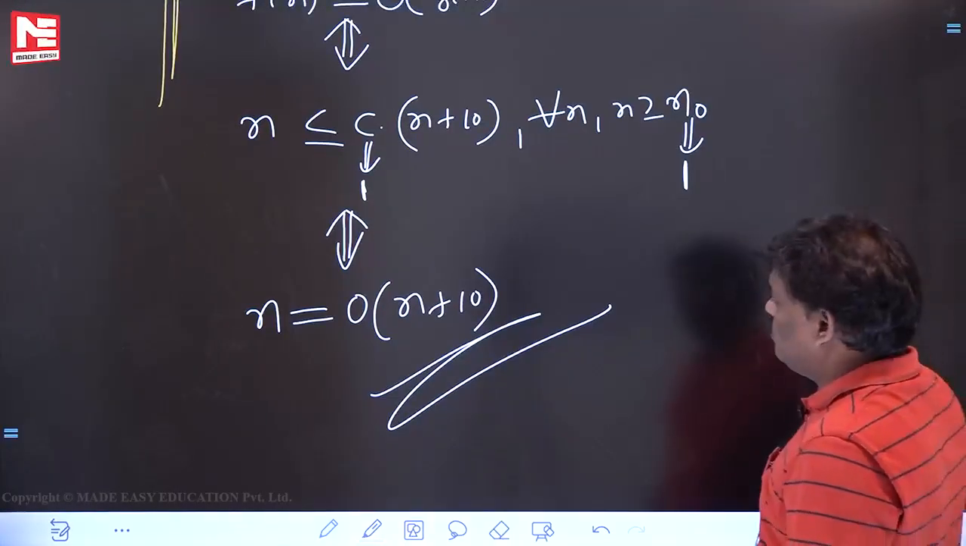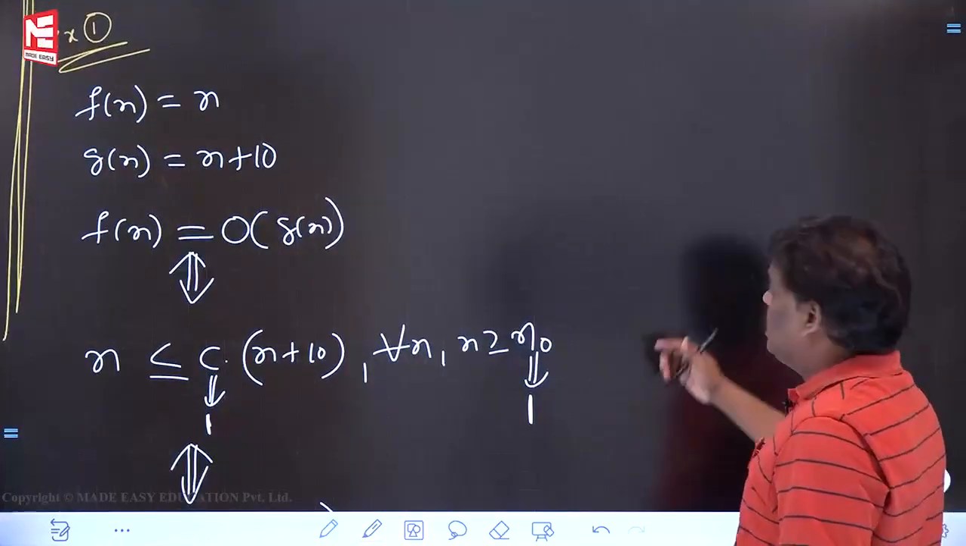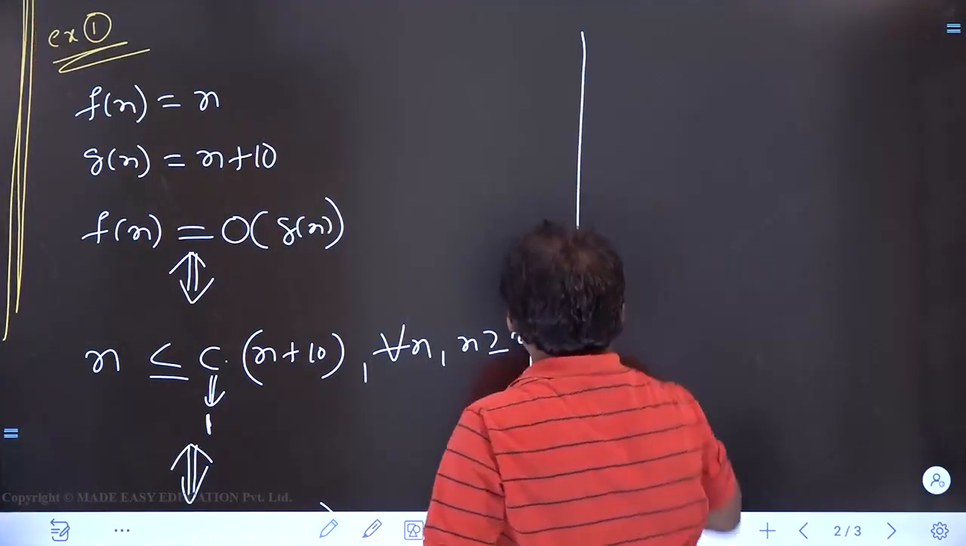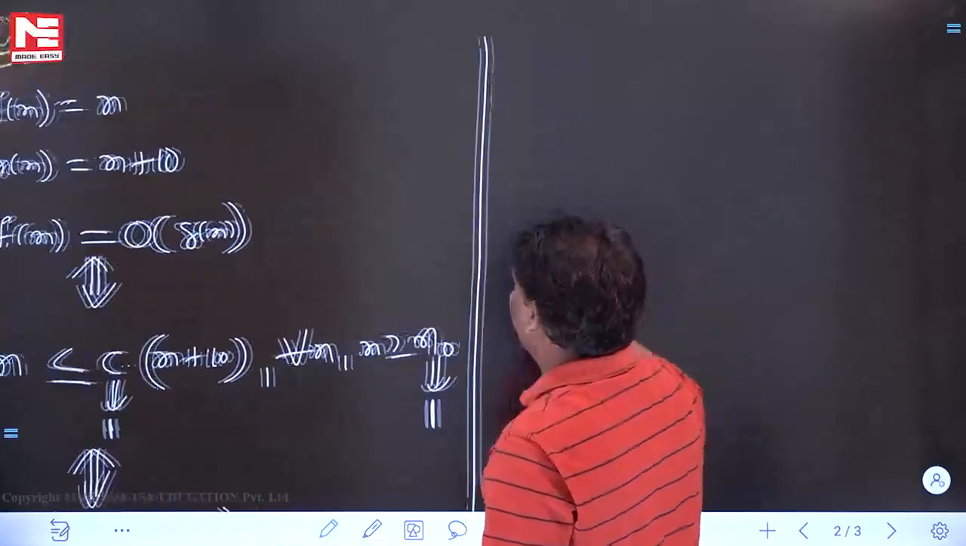I'm thinking you are almost okay. This is example 1. Let's do one more example, you will get more clarity. In the first problem itself, you cannot get everything. Let's go to the next example.